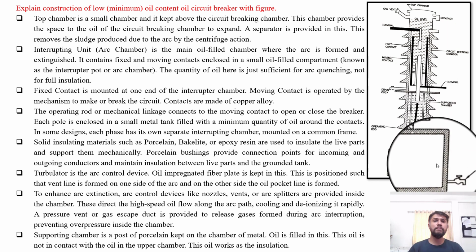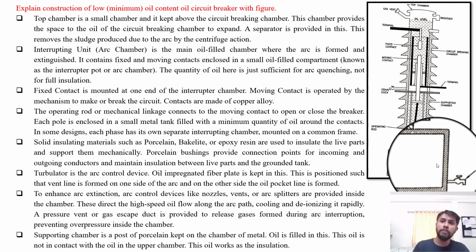Now the top chamber is a small chamber kept above the circuit interrupting chamber, or circuit breaking chamber. This chamber provides space for the oil of the circuit breaker chamber to expand. A separator is provided in this. It removes the sludge produced due to the arc by centrifugal action.